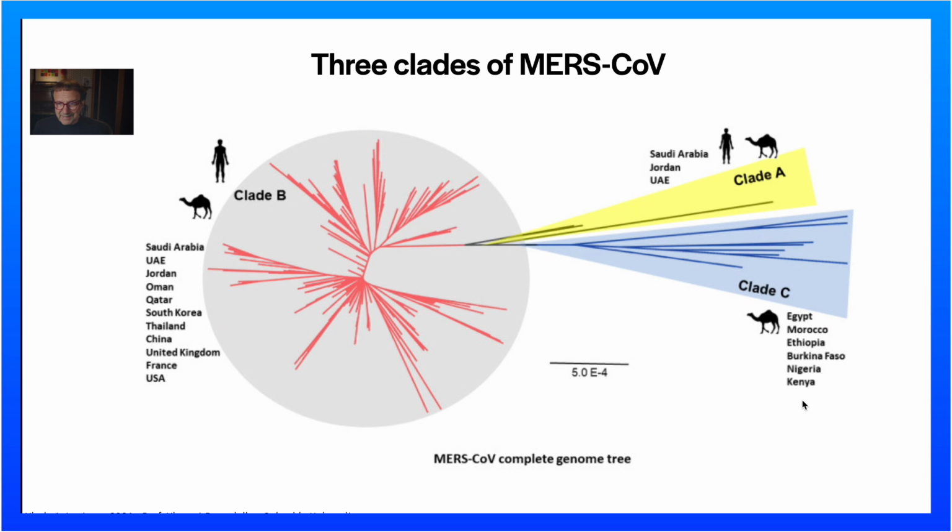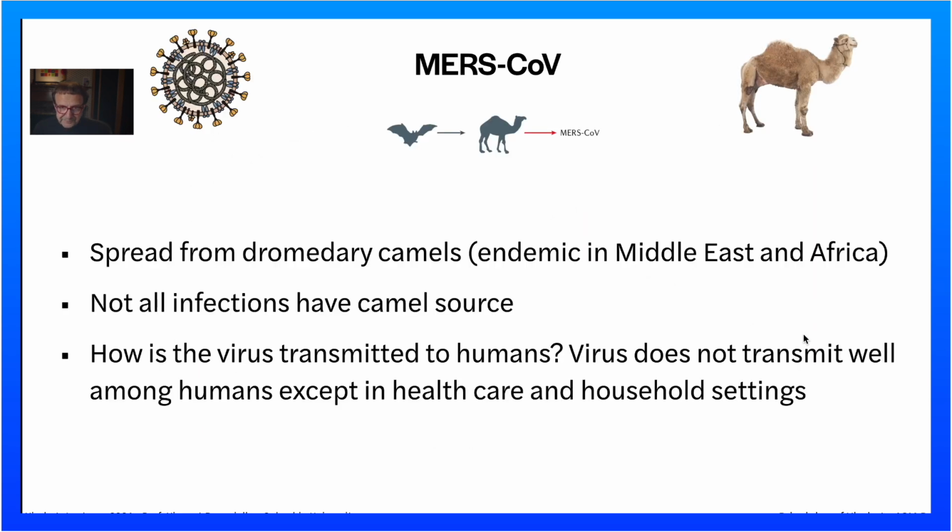But most of the MERS originates in the Arabian Peninsula. There's no MERS in Nigeria or Kenya. The virus is in camels there, but there's no human MERS for reasons that we don't understand. The only human MERS is in the Arabian Peninsula. Everything else is exported from there, travel related.